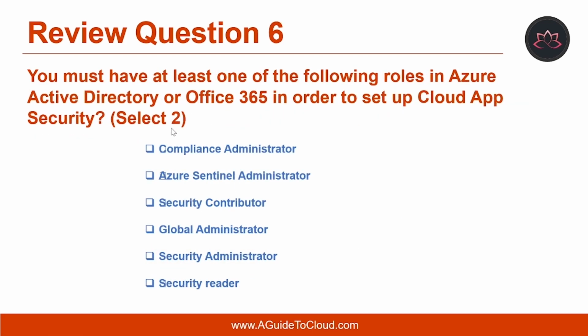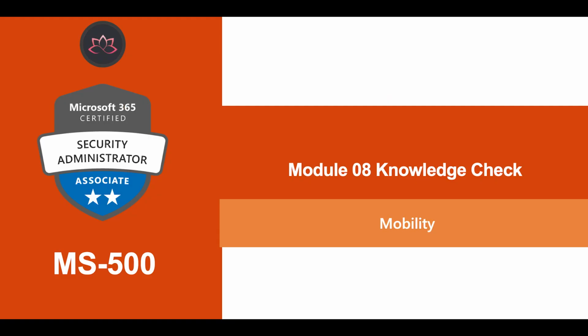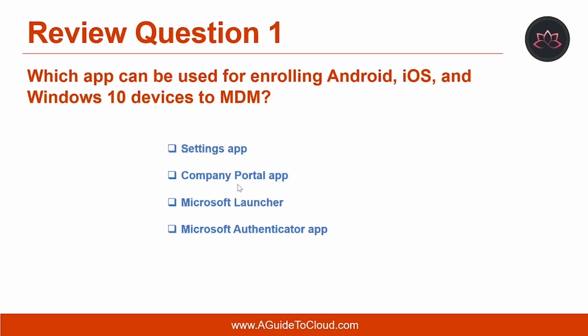Let's look at question number 6. You must have at least one of the following roles in the Azure Active Directory or Office 365 in order to set up Cloud App Security. Select 2. The correct answer is Global Administrator and Security Administrator. In this section, we are going to go through Mobility question answers. This is Module 8. Let's look at question number 1.